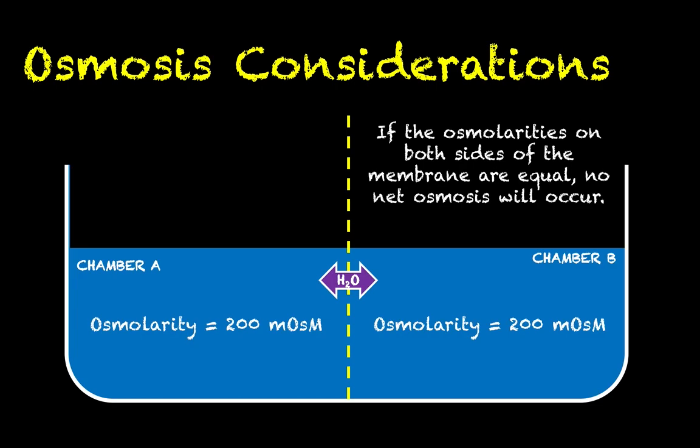The osmolarity of chamber A and the osmolarity of chamber B are equal to each other. They are both 200 milliosmolar. If the osmolarities on both sides of the membrane are equal, then no net osmosis is going to occur. And the word net there is particularly important because this does not mean that water will not move across the membrane at all. It just means that the rate of osmosis from right to left is equal to the rate of diffusion from left to right. So they basically cancel each other out. So there will be no net change in volume in either chamber.